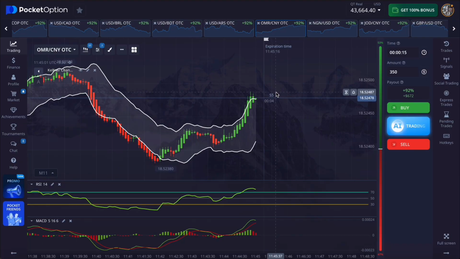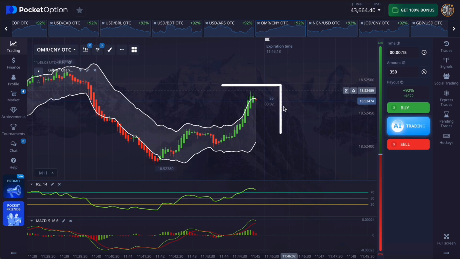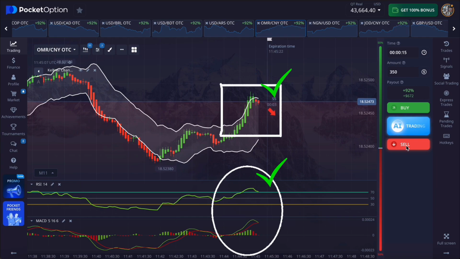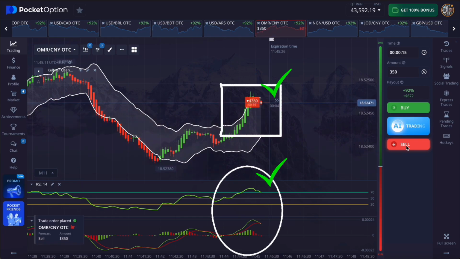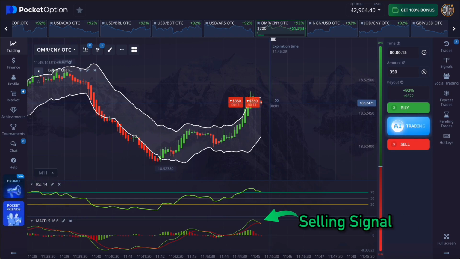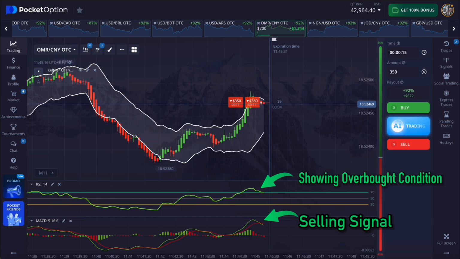Whenever I use a strategy, I always wait for the confirmation of all the indicators to be almost complete. And almost all the confirmations have been received in this chart as well. For example, the downward cross formed in the MACD indicator here is a good selling signal, and the green line of the RSI indicator has also gone above 70, which indicates an overbought condition in the market, and this is also a good sign that the market is going down.